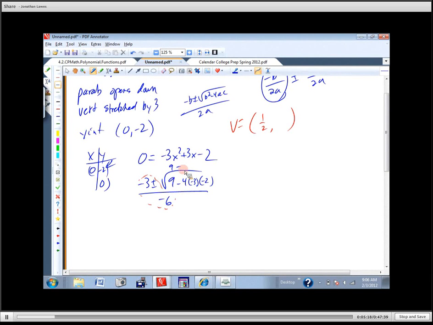Right? So this is going to be minus, let's see, minus 24. Okay. So this is going to be negative 3 plus or minus the square root of negative 15 over negative 6. What happens when you have a negative underneath the radical? You get an i, you get an imaginary number. Can you graph imaginary numbers on the xy plane? Nope. So what this means is no x-intercepts. None. Doesn't cross at all.